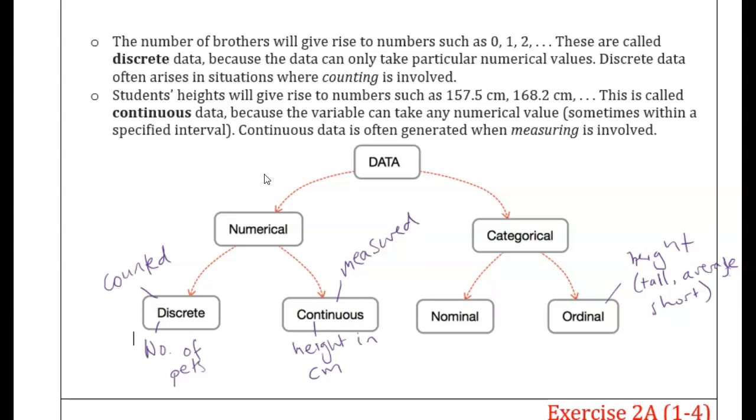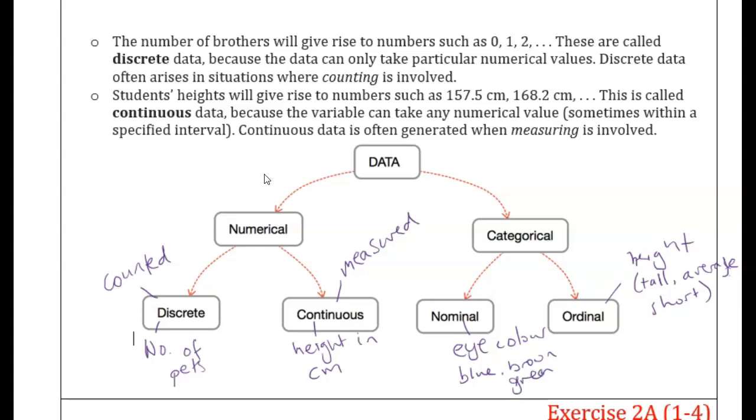And this is ordinal data because the categories are put in some order. Okay, so we've got short, average, tall. You might have also very tall or very short. And nominal is just the eye color example. Okay, so obviously we can't put that in any order. We can't measure eye color and we can't count eye color. So it is blue, brown, what else do we have? Green, etc.